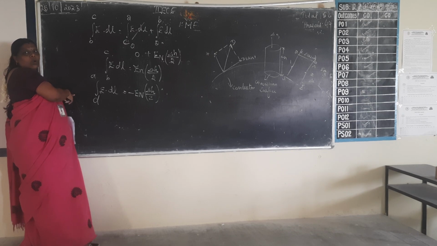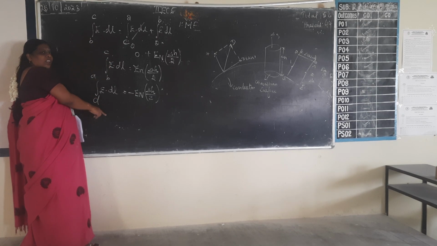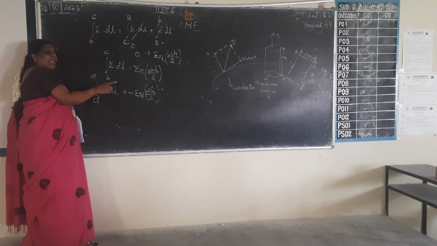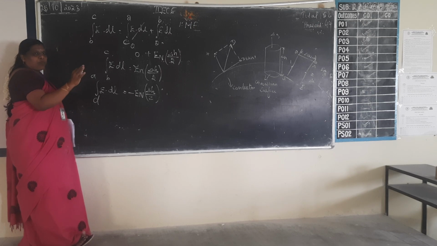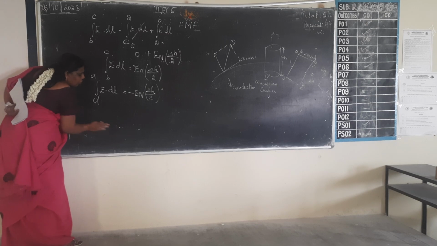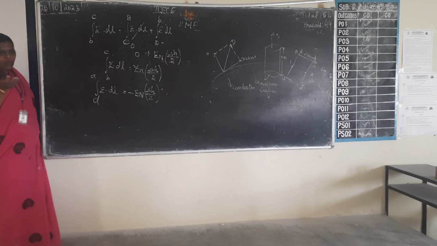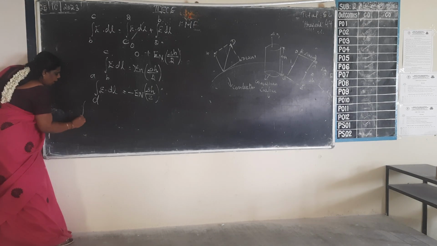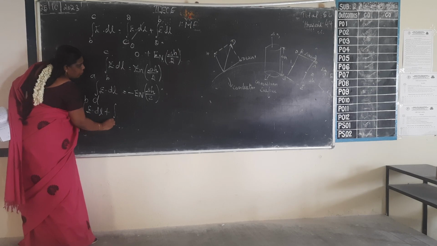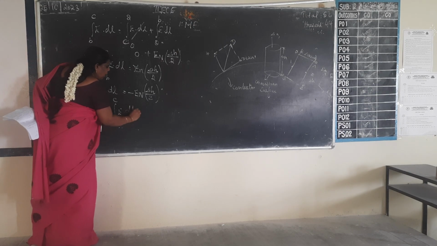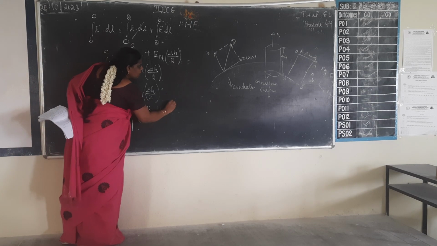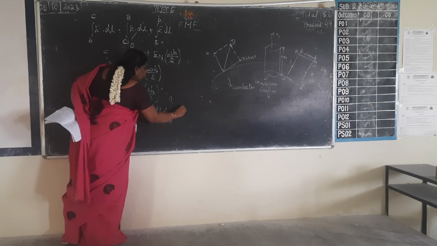Can you understand? So I am not going to rewrite the steps. It's the same. So we will have D to A, E dot dl is equal to minus En del H by 2. Now we sum up all the terms. What are the terms we have got? Integral of A to B, E dot dl plus integral of B to C, E dot dl plus integral of C to D, E dot dl plus integral of D to A, E dot dl is equal to 0.